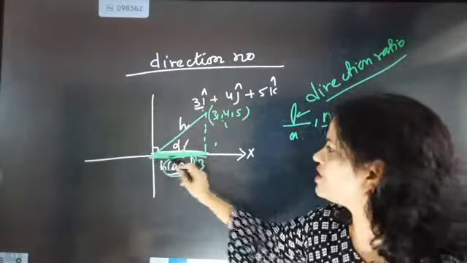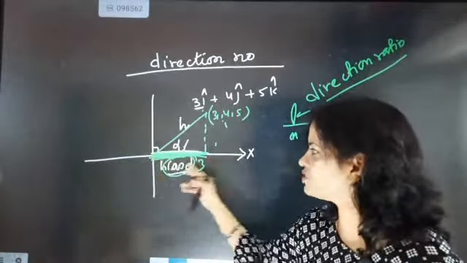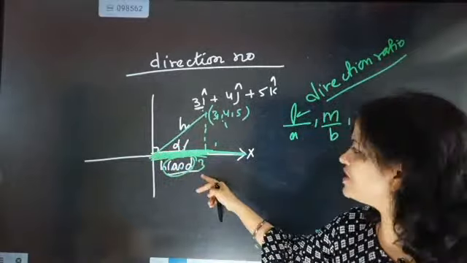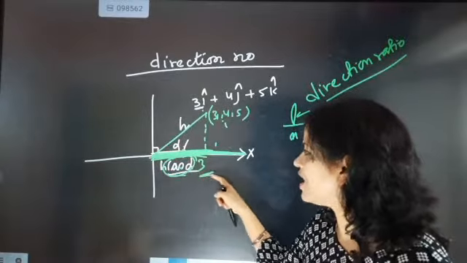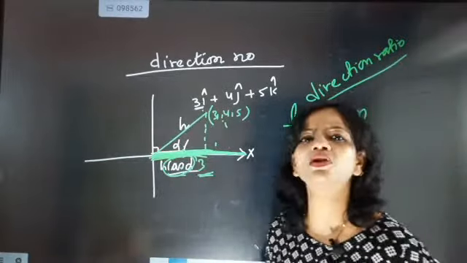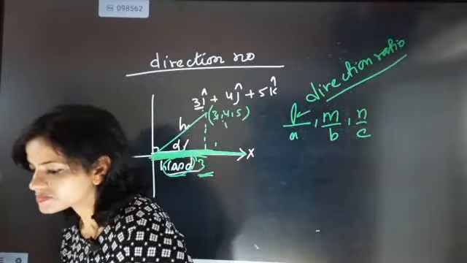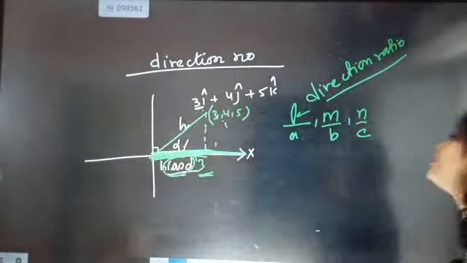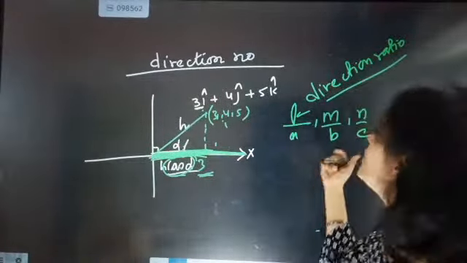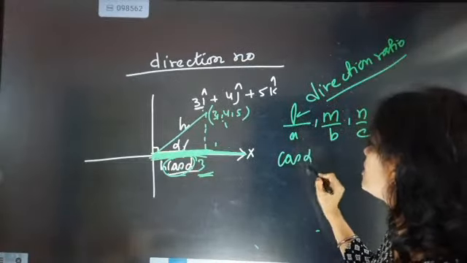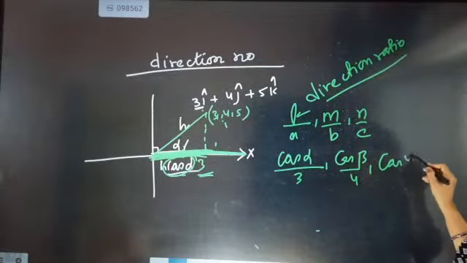So here cos alpha, this one. Cos alpha is for the x-axis, and 3 is also the width of this x-axis. So the ratio of this alpha angle and this constant 3 will be only the direction ratio. And what we are doing here is finding cos alpha by 3, cos beta by 4 and cos gamma by 5.